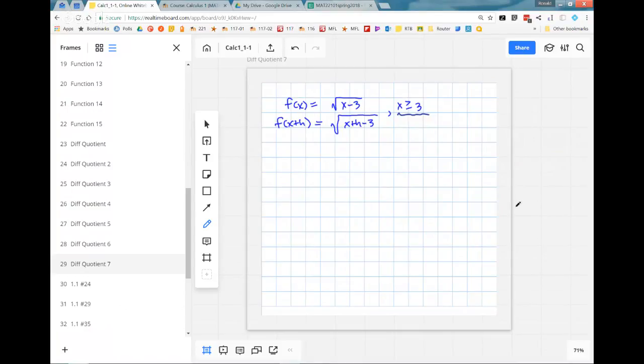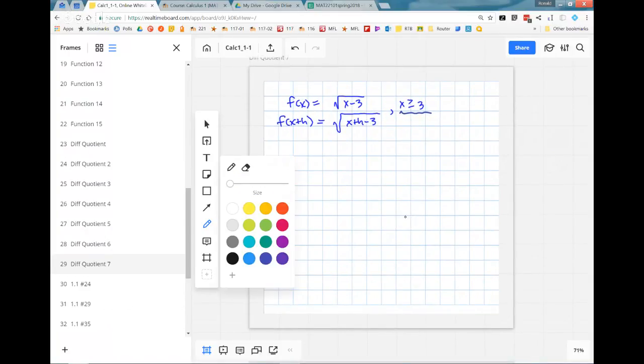This time we have a square root problem, the square root of x minus 3. And again, I list the domain here that x has to be greater than or equal to 3, because if x was anything less than 3, you're going to get a square root of a negative, and we're outside of the realm of real numbers. We're into imaginaries, and we don't want to do that at the moment. So the very first thing we're going to have to do is figure out f of x plus h. Well, there it is.